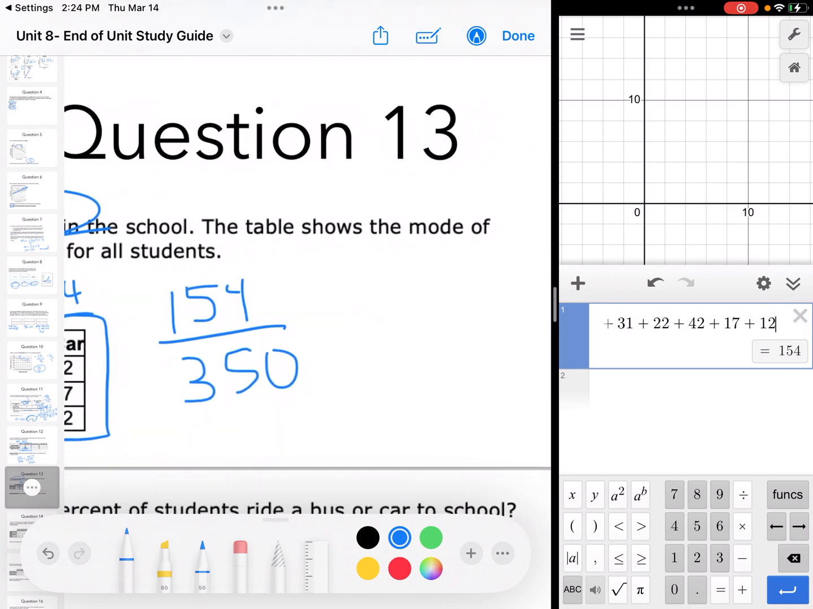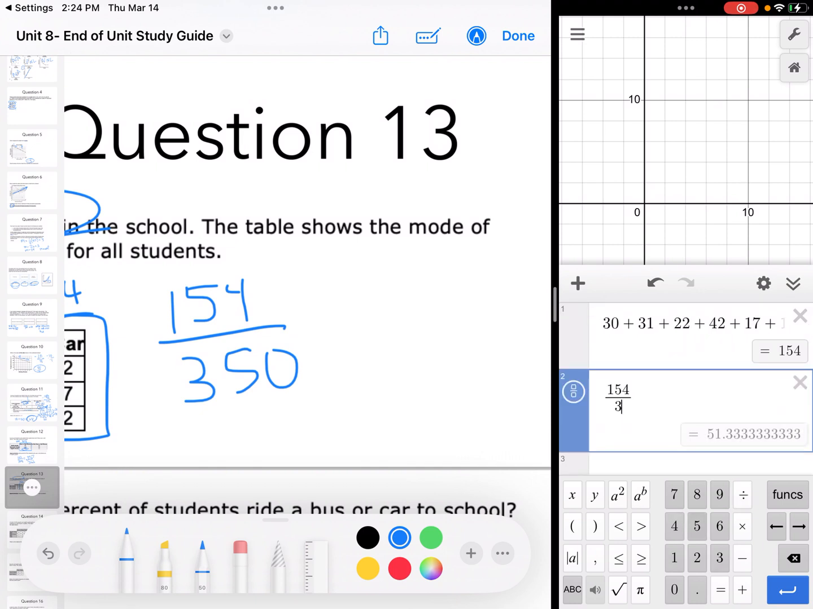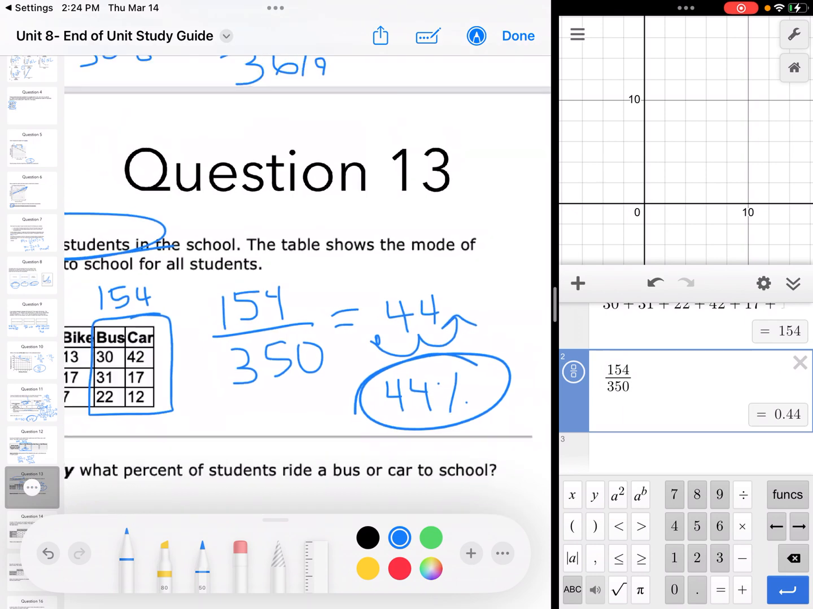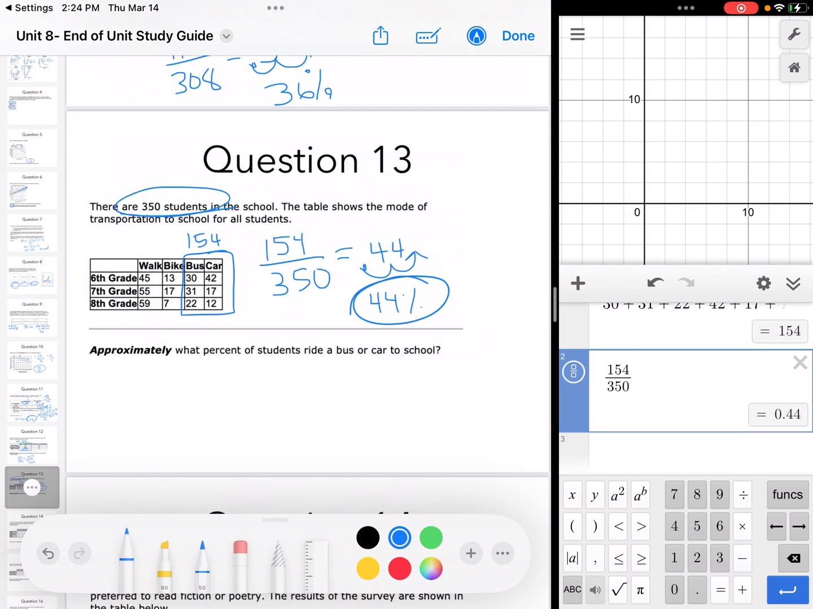So I'm going to do 154 divided by 350, and I get .44 as a decimal. So I'm going to move my decimal over 2 places to the right, and I get 44%. So 44% of the school arrives either by bus or car.